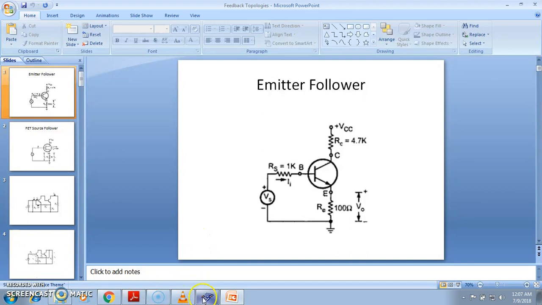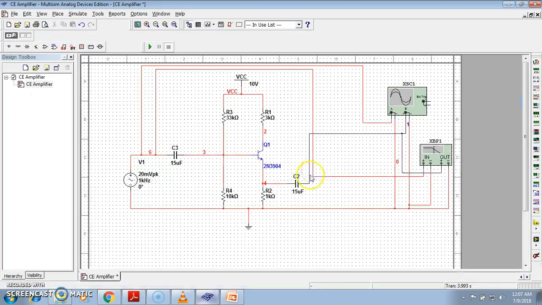So let us check. See, this is the Multisim simulated version of the common collector amplifier. I have already made this circuit in Multisim. This is very simple. This is voltage divider biasing. These two capacitors are present, and these are coupling capacitors, and this source is a small input voltage. Now when we run the simulation, see what is happening.